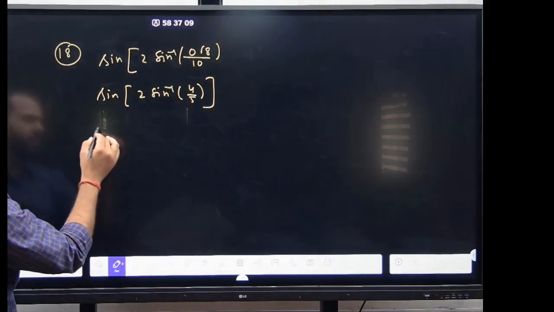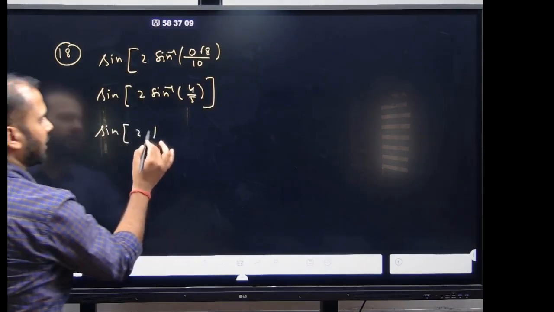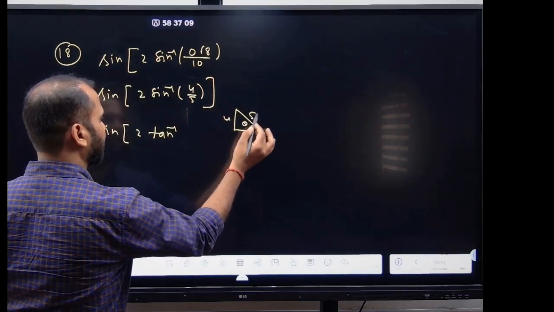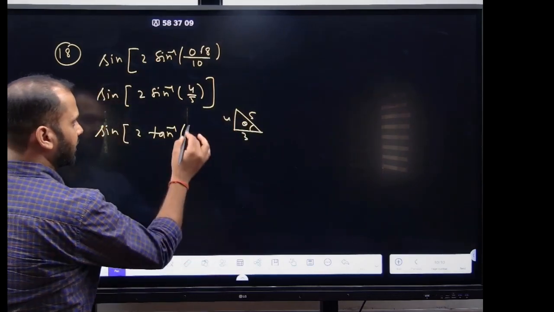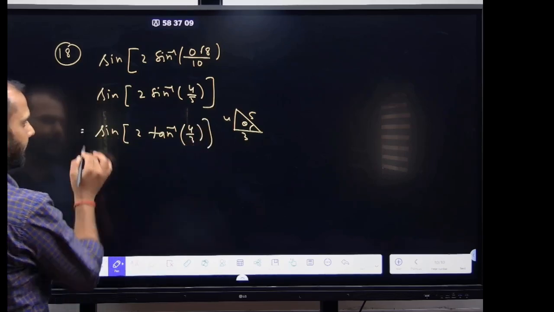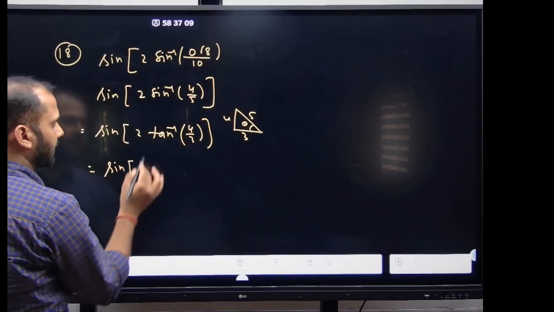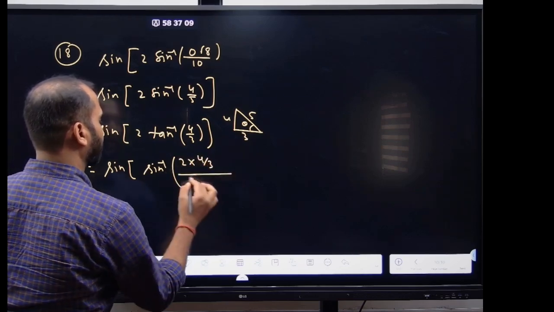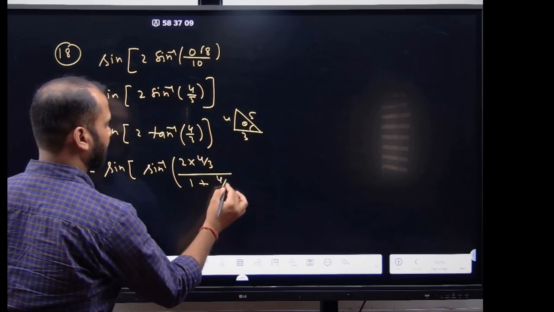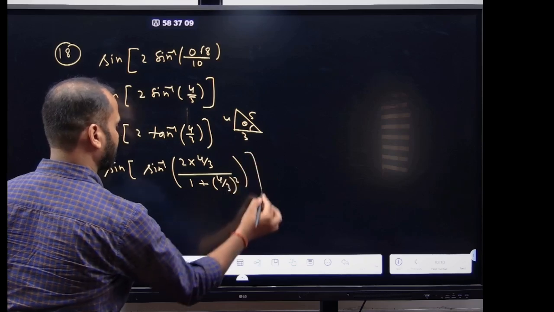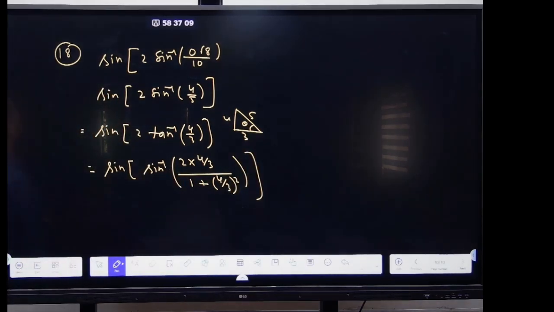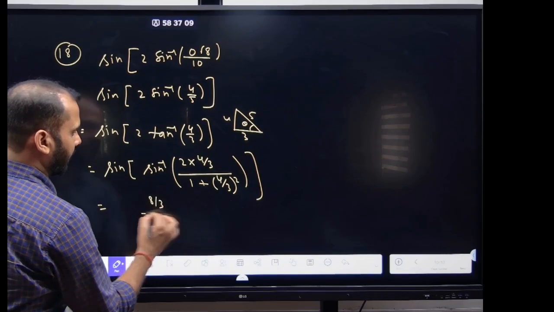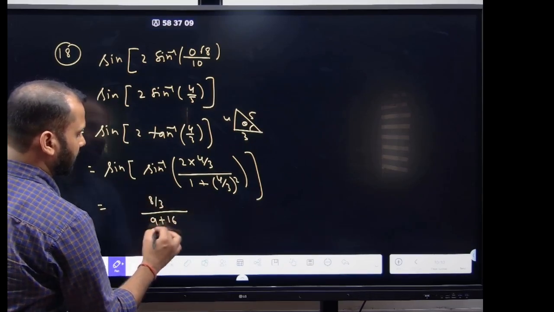I told you whenever 2 is there, you just try to convert in terms of tan. Tell me how to convert in terms of tan. So make a right angle, theta, 4, this will be 5, so this will be 3. Tan inverse 4 by 3 I can write. Yes or no? Inside I will try to make it in terms of sine. Sine inverse will be 2 into 4 by 3 divided by 1 plus 4 by 3 the whole square. Which formula is it? It converts 2 tan inverse into sine inverse. Now sine gets cancelled. So 8 by 3 upon 9 plus 16 by 9.